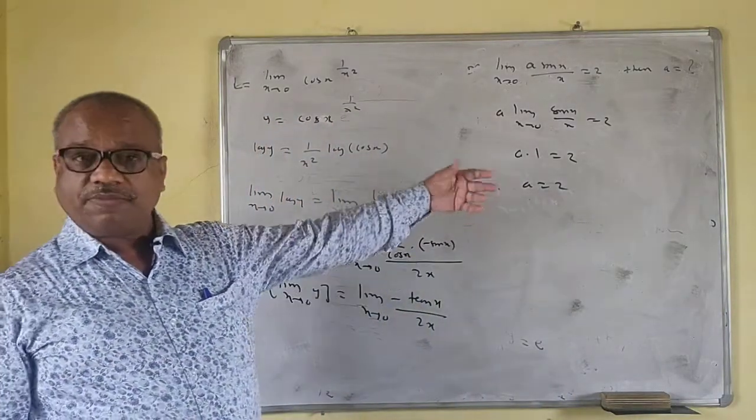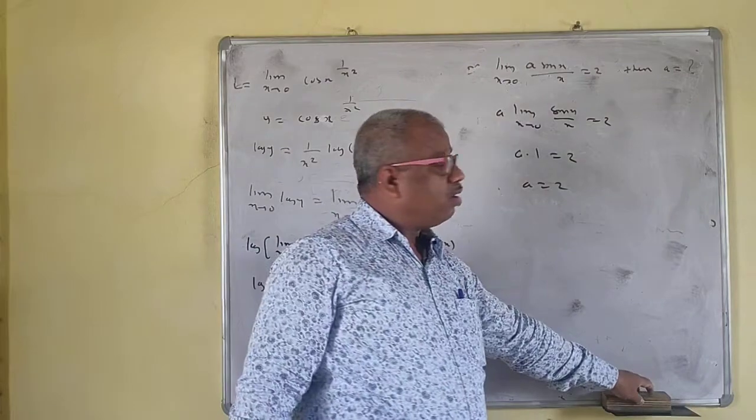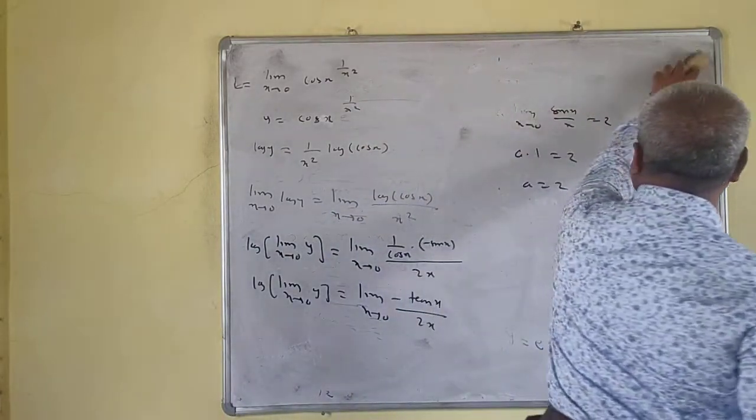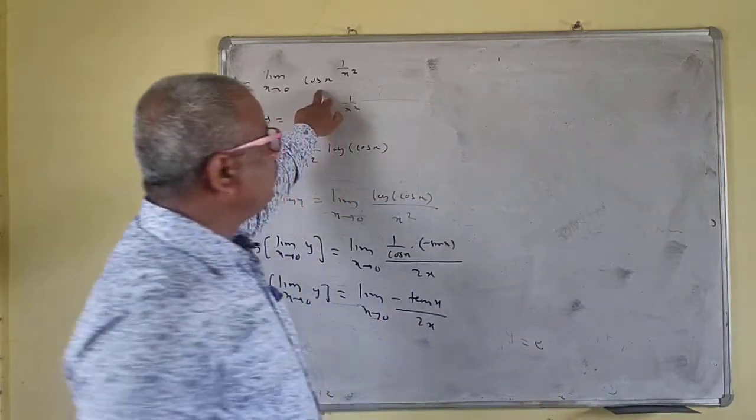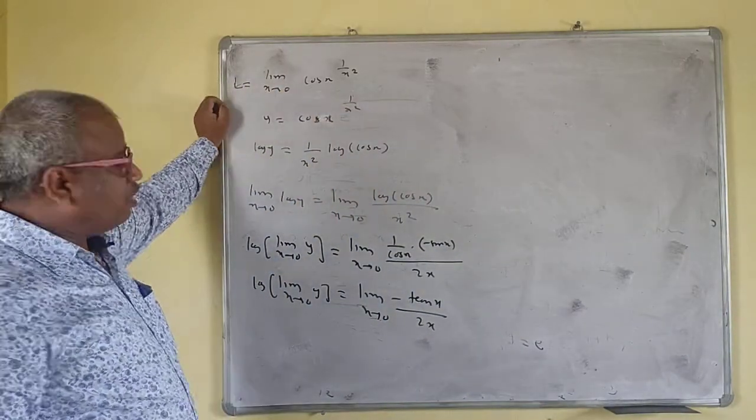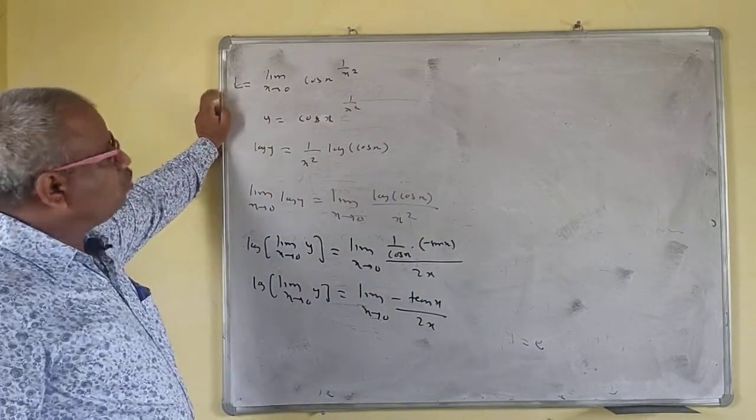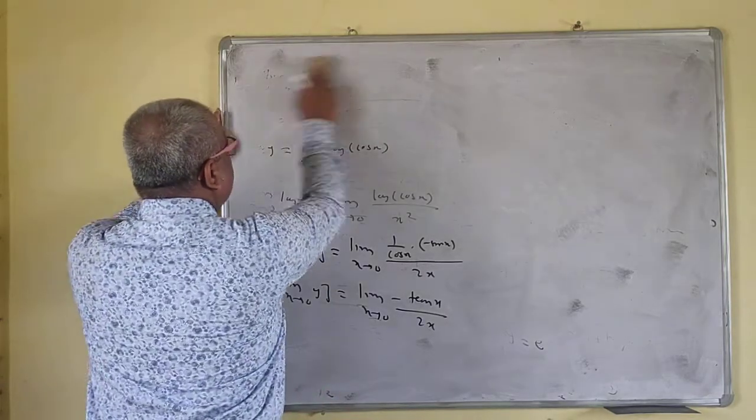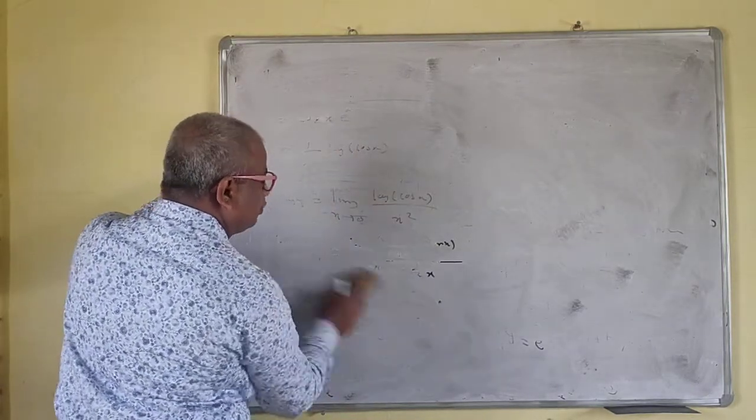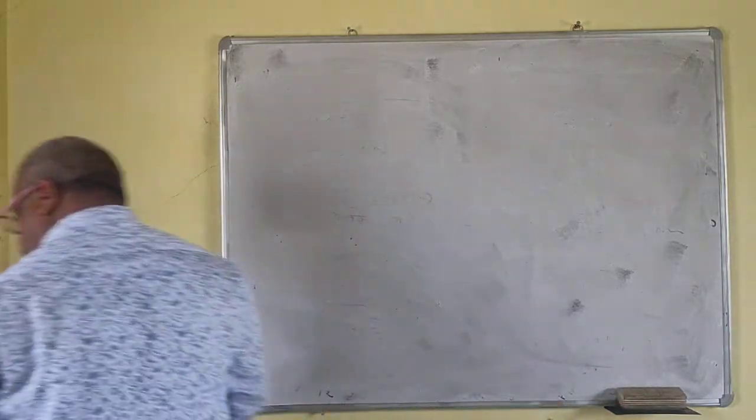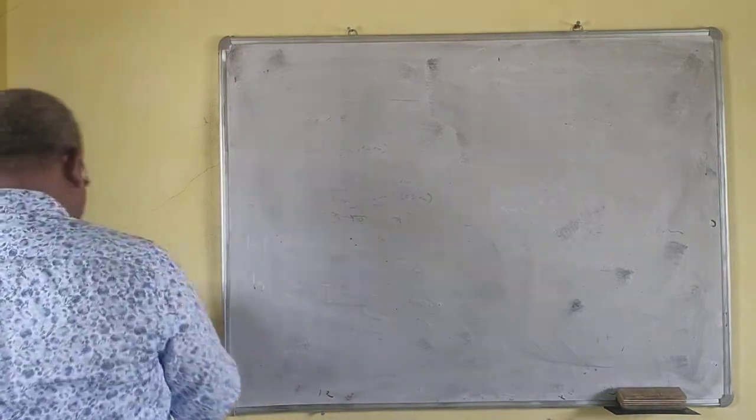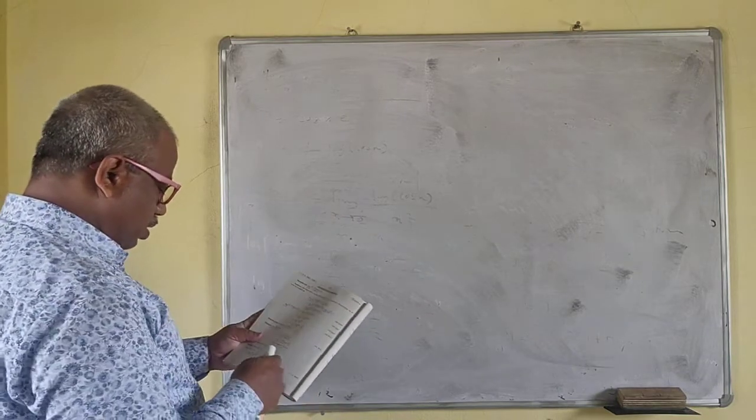Okay. So this problem may be asked in competitive exams. Like this. So here you have to remember this: limit x tends to 0 of cos x to the power 1 by x square is e raised to minus half. Okay. So if you remember this, it is better. Solve a number of problems on it. Don't worry about that.